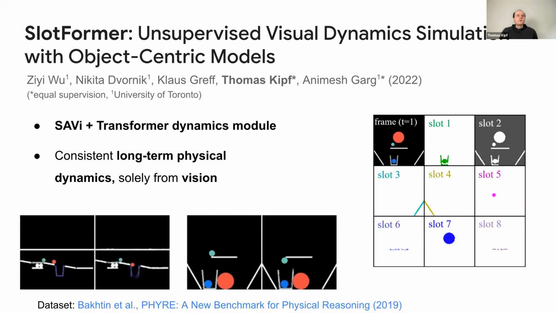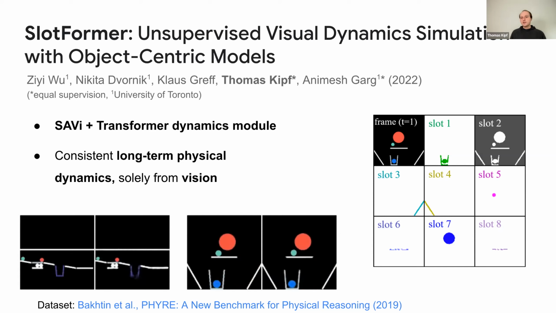So before I wrap up, I would like to go one step deeper and look into the question of what we can do with those slots that we learn from video data and use them for downstream tasks. Are these actually useful for, say, visual question answering or controlled downstream tasks? This was a collaboration with Animesh Garg and C. Wood and Nikita Dvornik at the University of Toronto. The method we call SlotFormer. It's a method for unsupervised visual dynamic simulation of object-centric models.